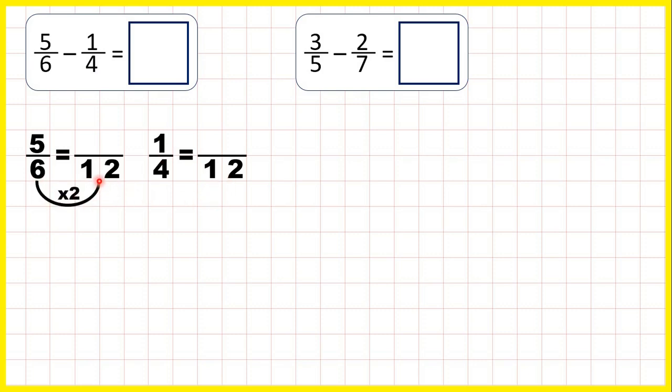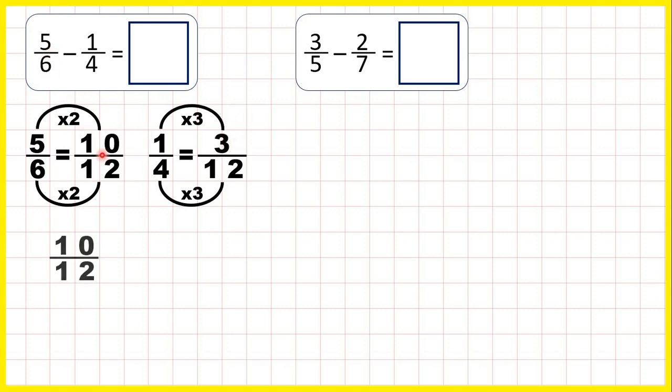6 times 2 is 12, and 5 times 2 is 10. 4 times 3 is 12, 1 times 3 is 3. So instead of 5 sixths, we can write 10 over 12, and instead of subtracting 1 quarter, we can subtract 3 over 12. Now we have a common denominator, so the denominator stays the same in our answer, and 10 minus 3 is 7, so our answer is 7 twelfths.